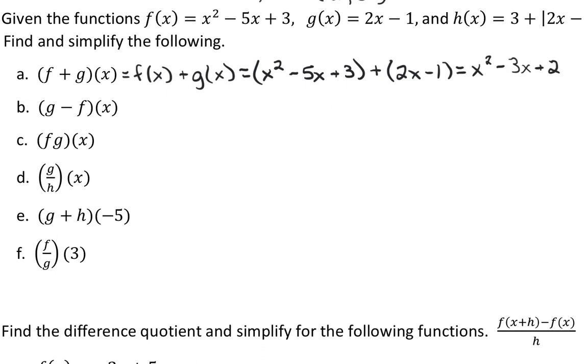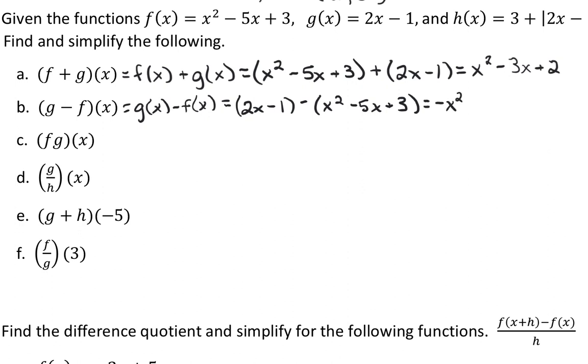For this next part, I'm just going to rewrite this as g of x minus f of x. And this is equal to 2x minus 1 minus (x squared minus 5x plus 3). We have to be sure to distribute the negative sign here. So this is going to be equal to negative x squared plus 7x minus 4.